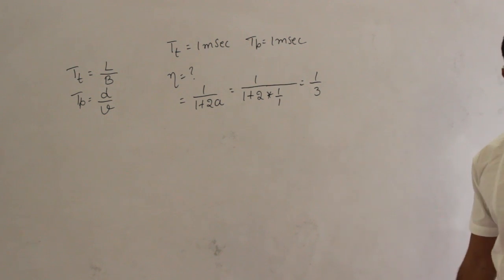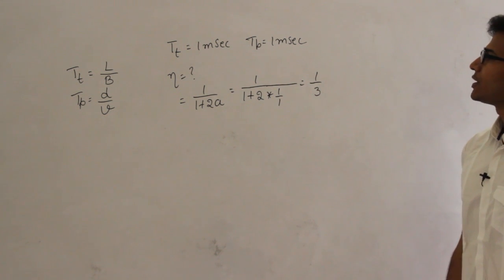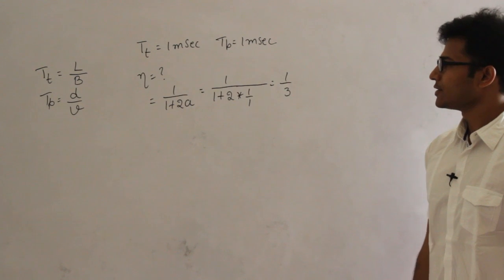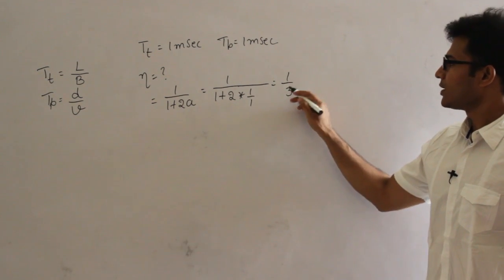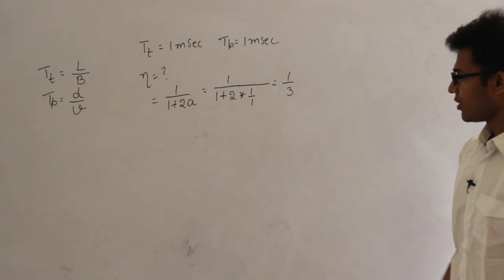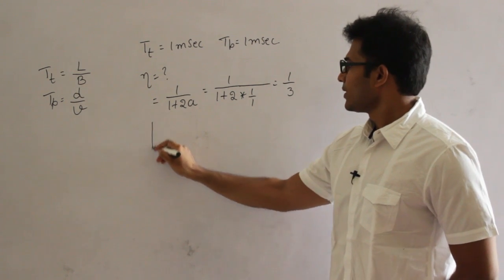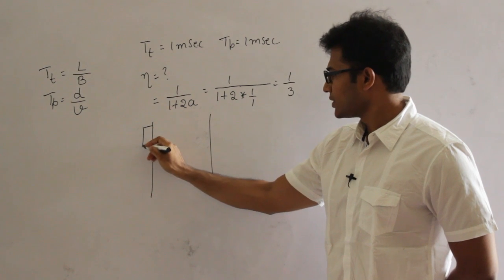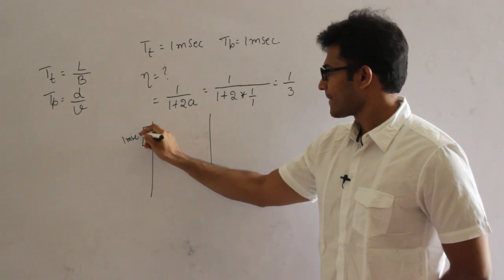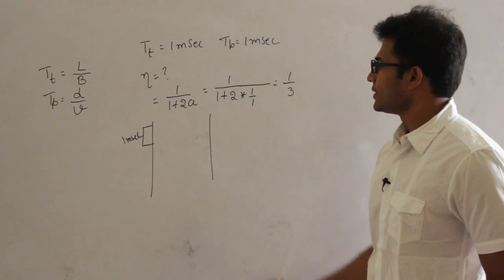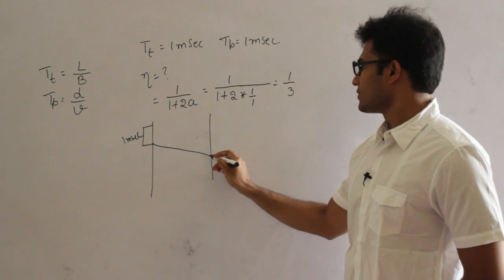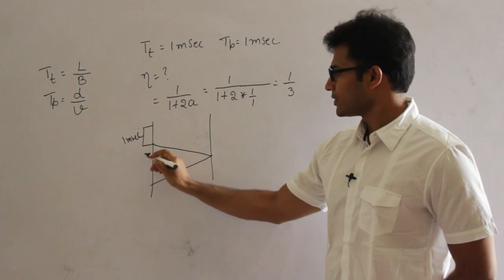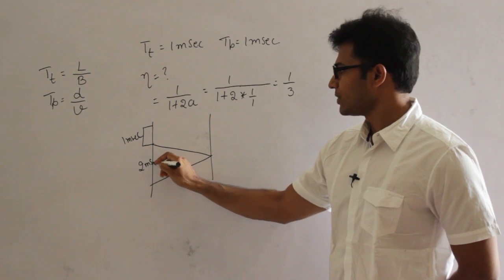Efficiency is 1/3, right? So what do you understand from this efficiency is 1/3 is, even though we have 3 parts, we are using only 1 part. How to explain this is this way. The question is saying that Tt is 1 millisecond, okay, and Tp is 1 millisecond, which means one Tp is 1 millisecond and other Tp is 1 millisecond. Therefore the total wait time is 2 millisecond.